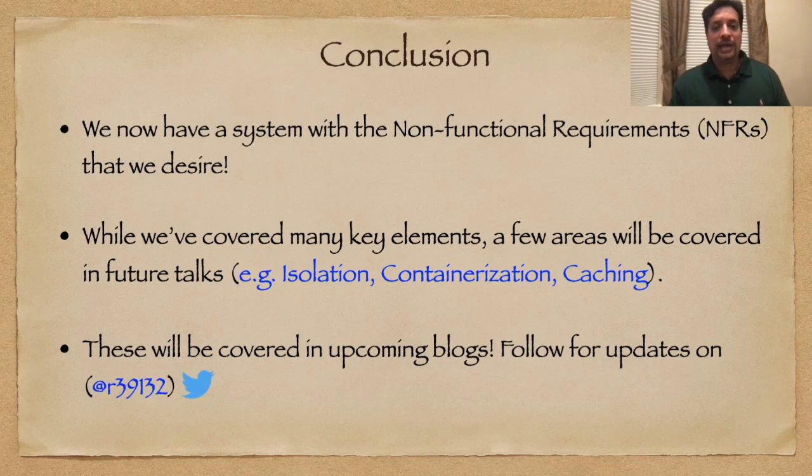At this point, we have a system with the non-functional requirements that we desire. While we've covered many key elements, we've left out many more due to lack of time: isolation, autoscaling, multi-level autoscaling with containers, and the cache architecture. I'll be covering all of these in upcoming blogs. Please follow me for updates on those.